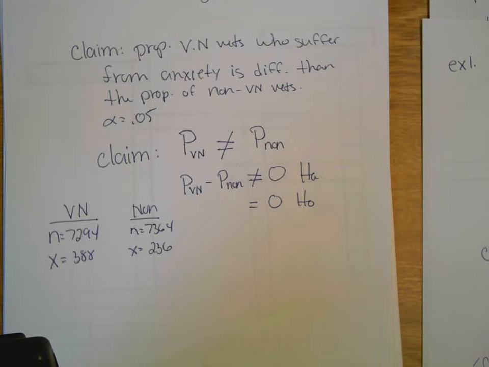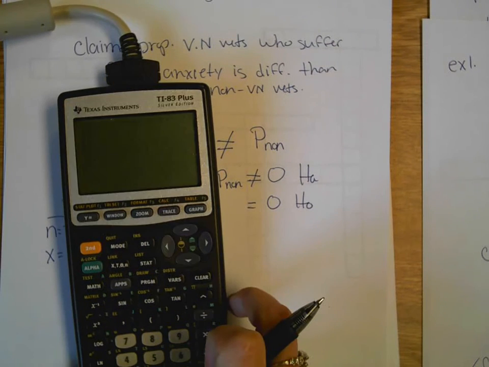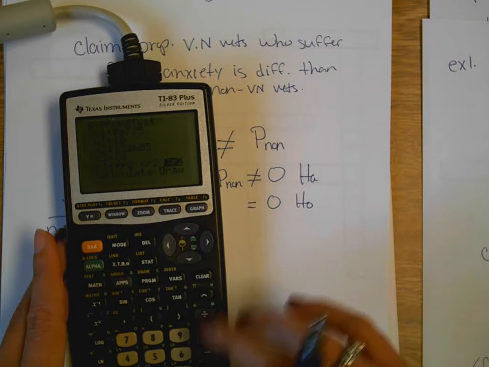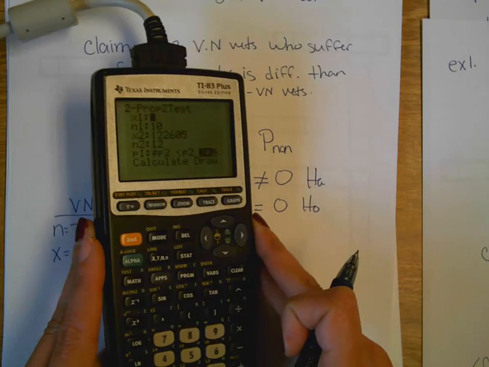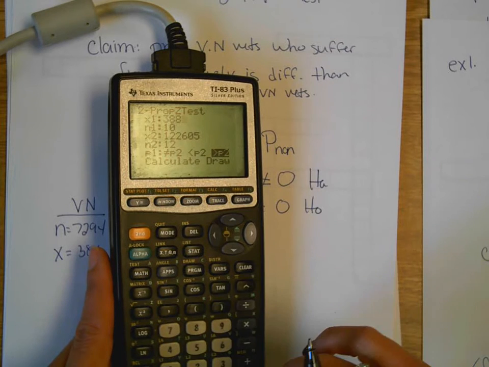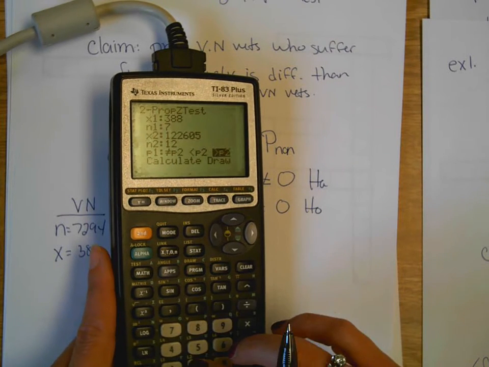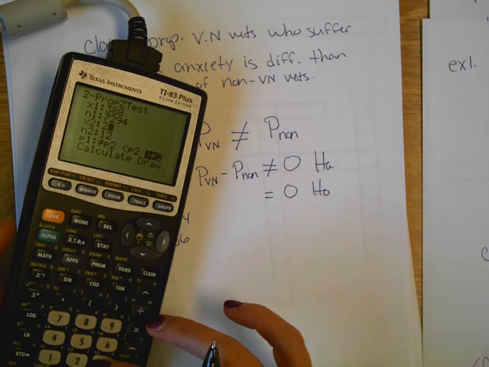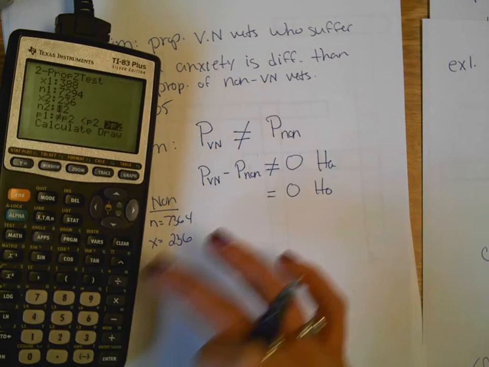2 prop. Okay, so we got x1. X is the number of successes, so if they gave you a percentage here, you'd have to multiply to get that whole number back. So x is always, I suppose I should choose the right one so you can see it. So, 2 prop z test. All right, so number of successes from the first sample, 388. 7294. 236. 7364.